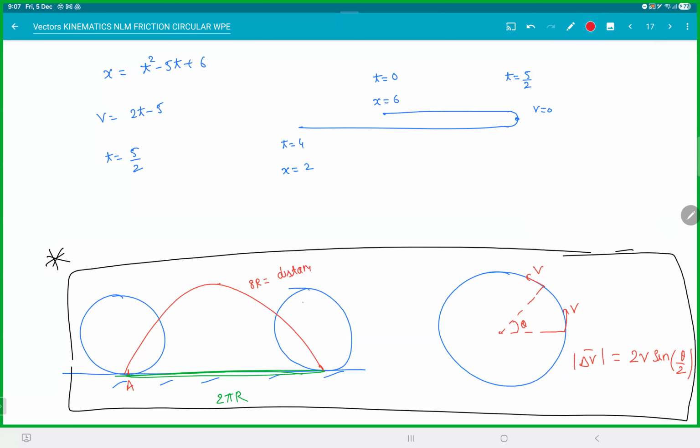So for the distance, you need to find this length, and you need to find this length, and then add them. That's how you get the distance. Clear? Be careful. Don't take initial and final. You'll get displacement.